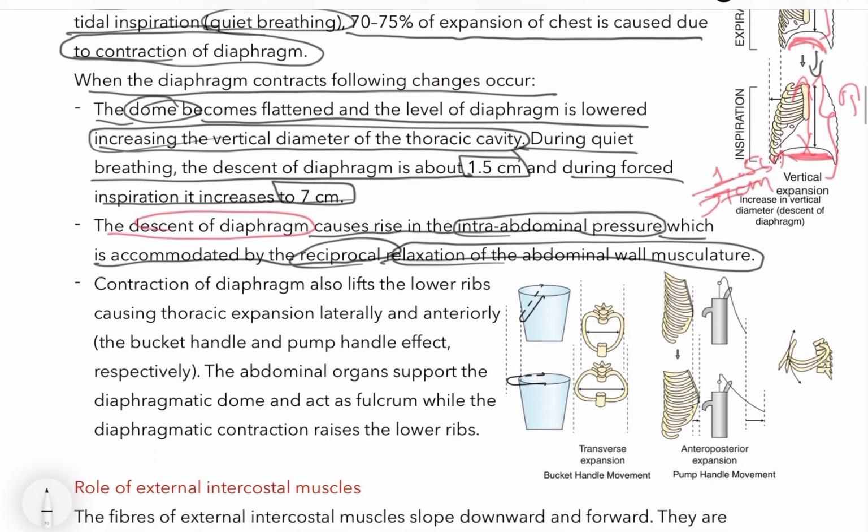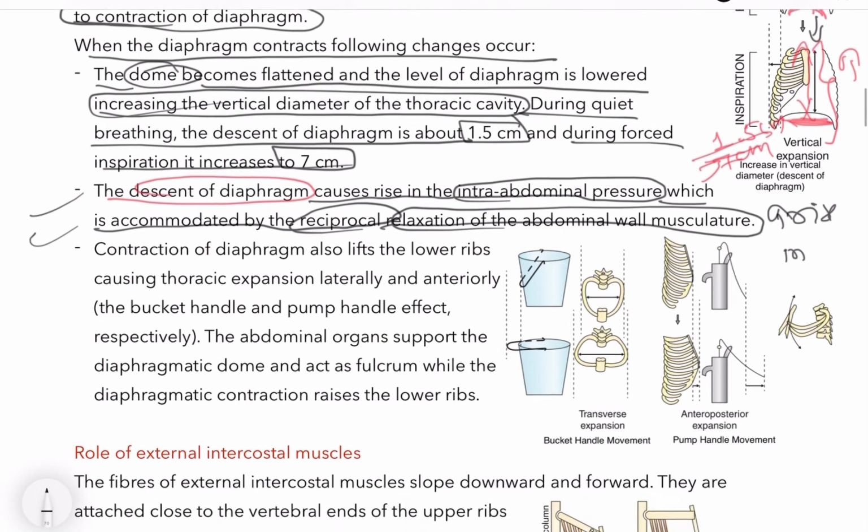When there is a rise in the intra-abdominal pressure, there will be relaxation of the abdominal wall musculature. Means the abdominal wall muscles will relax when there is a rise in the intra-abdominal pressure. And when there is contraction of the abdominal wall muscles, there will be a decrease in the intra-abdominal pressure. So this is vice versa.